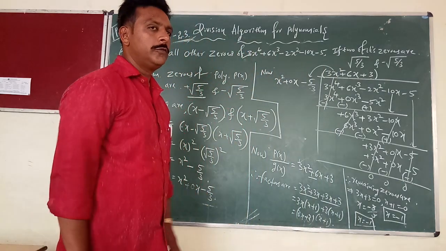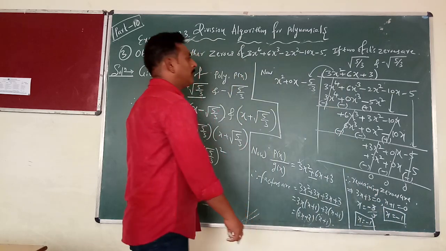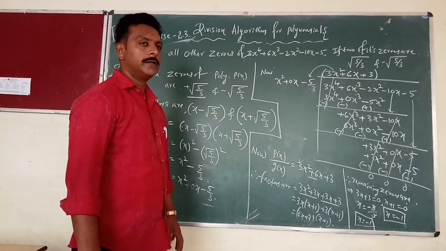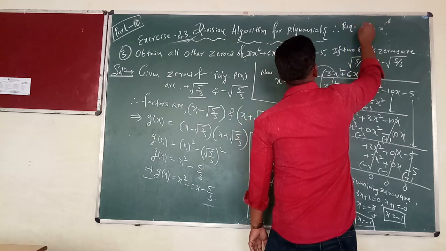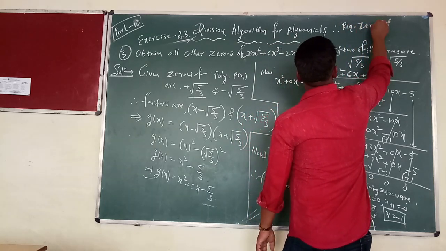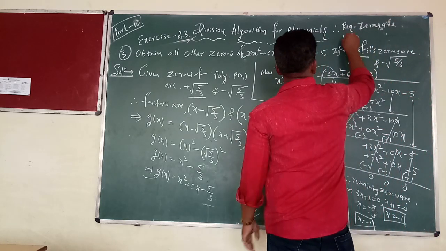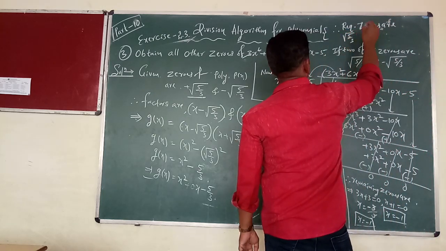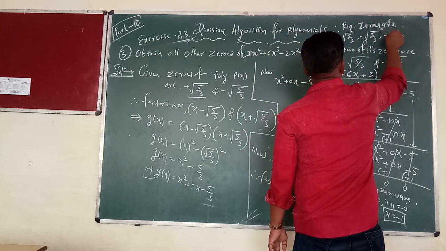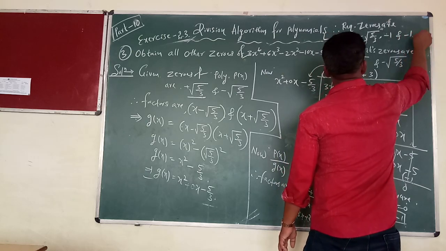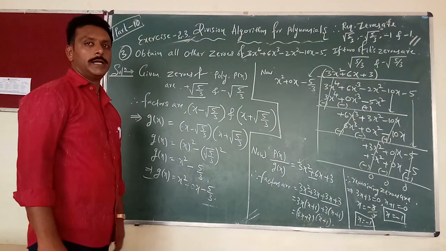So the two zeros are, one is -1, and two zeros they have already given. Therefore, the required zeros are: first two they only gave, root 5 by 3, minus root 5 by 3, and -1 and -1. These are the zeros of the given polynomial.